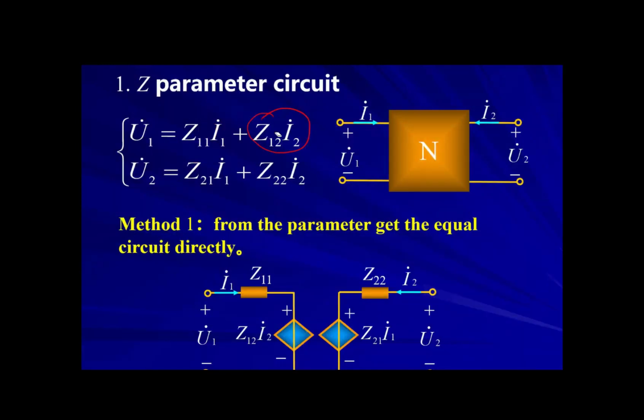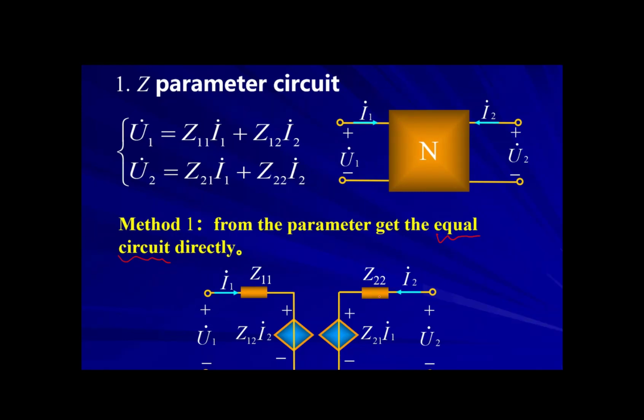So U1 is this impedance voltage I1 Z11 plus this dependent source voltage Z12 I2, and for U2, Z21 I1 is this dependent source, and Z22 I2 is this impedance. So in this circuit, U2 is Z22 I2 plus Z21 I1. So this is the most simple equal circuit, and we get this circuit from the function directly.